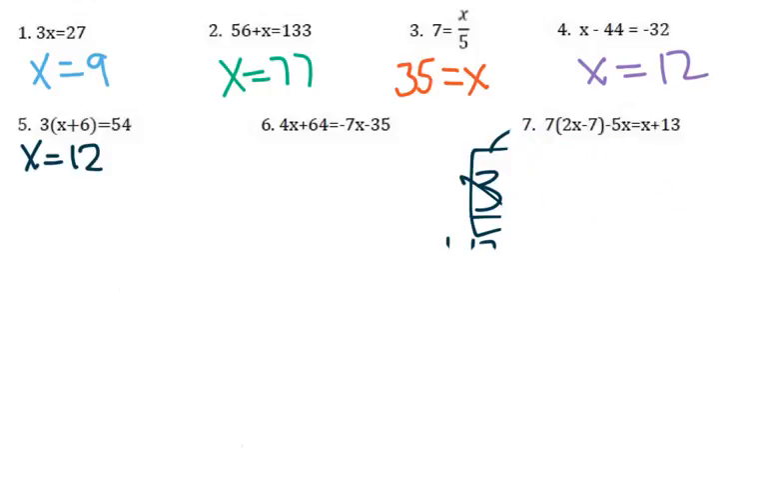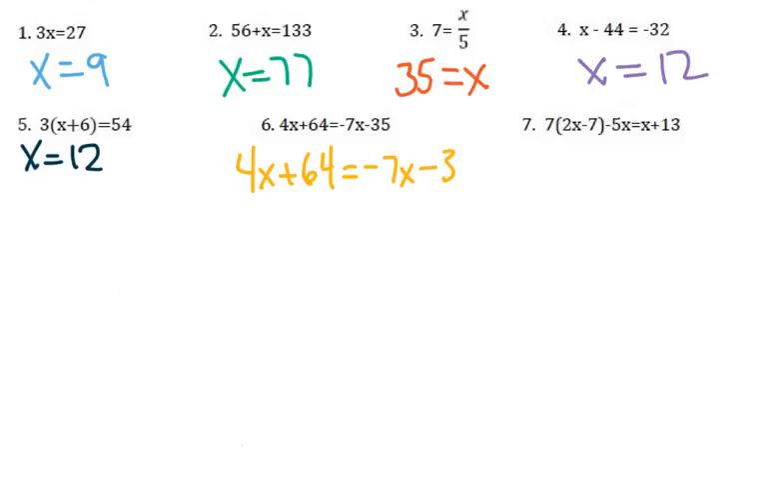Alright, let's take a look at number 6. Now 6 gets a little tricky. We've got 4x plus 64 equals negative 7x minus 35. Now this one, because it has variables on both sides, we need to get the variables on the same side. Okay? Because that way of making that little chart and deciding what's happening to x, we got multiple things going on here. So it's not as simple. Okay, that really only works when you have one variable. But we can combine variables.